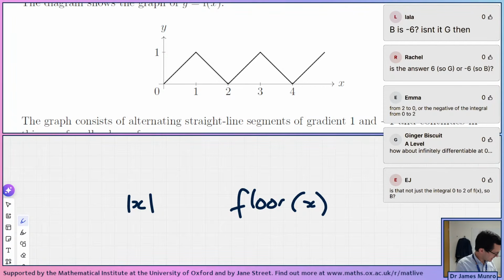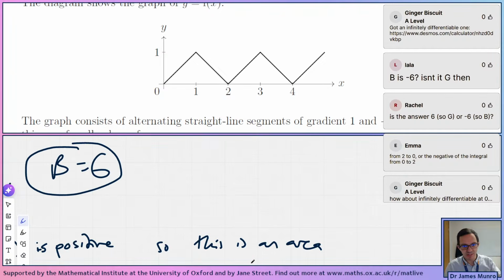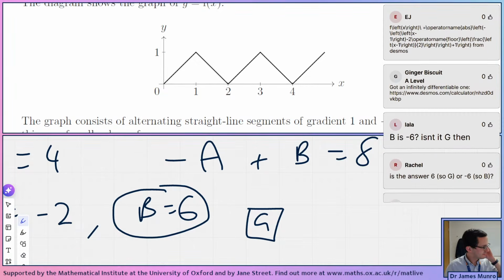My letter B is the number 6, which is not option B, it's option G. So I've circled B, but I mean G. Square. Oops. What a mess.